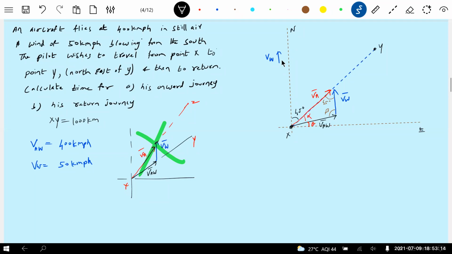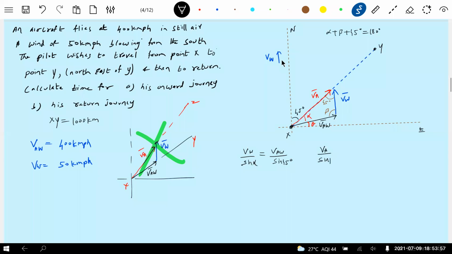I'll apply the sine rule. From the sine rule, what I need is VA by sine alpha equal to VAW by sine 45. VW by sine alpha should be equal to VAW by cos 45. Alpha is unknown, I'll find it out here. If I know alpha, then alpha plus beta plus 45 degrees equals 180 degrees. I'll get beta.